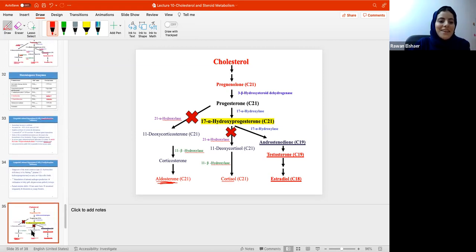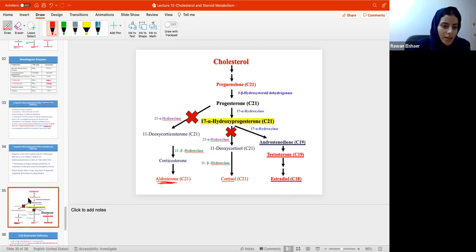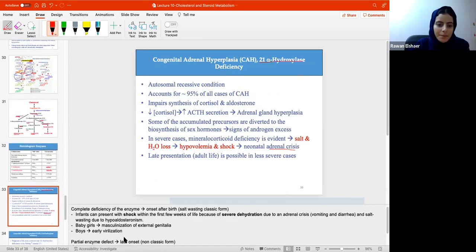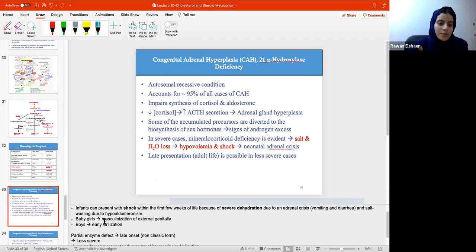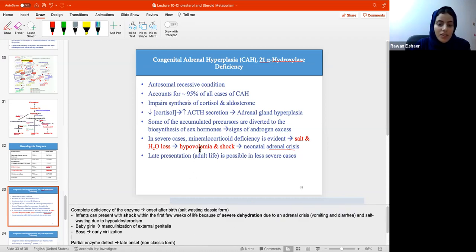But yeah, what was I saying? Androgens, because they have high androgen levels, the female babies will have some masculinizing features in their external genitalia. Okay, let me go back to the slide. So the boys will have early virilization, early hair growth, and the girl will have masculinization. This is called the salt wasting one, the one that presents with shock in the first few days of life. This is complete deficiency. This is called the classic form of congenital adrenal hyperplasia.